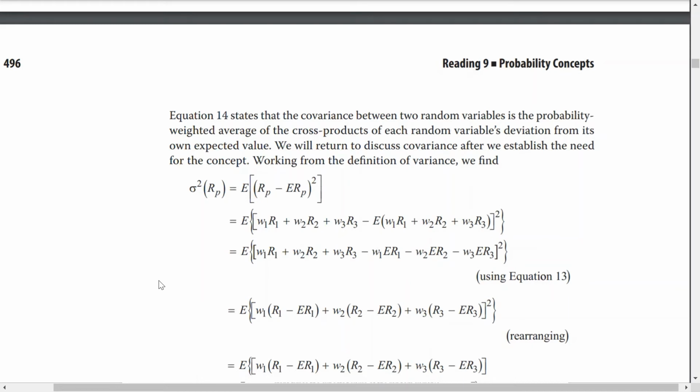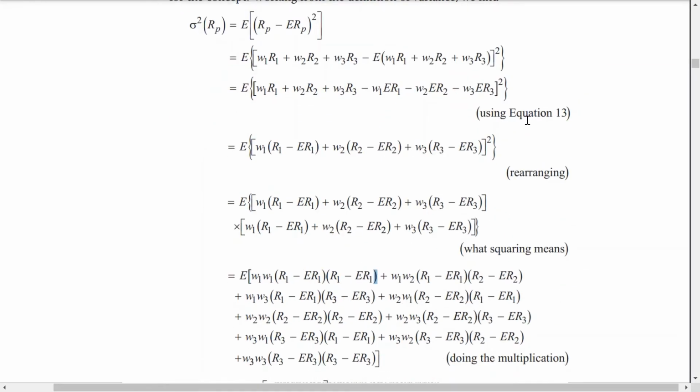We will return to discuss covariance after we establish the need for the concept, working on the definition of variance. So what you do is break these apart into W1R1 all the way to W3R3. And then from this, using the distributive law, you multiply the expectation into the equation. So using equation 13, and by doing this, we can group them together by pulling the W's out.